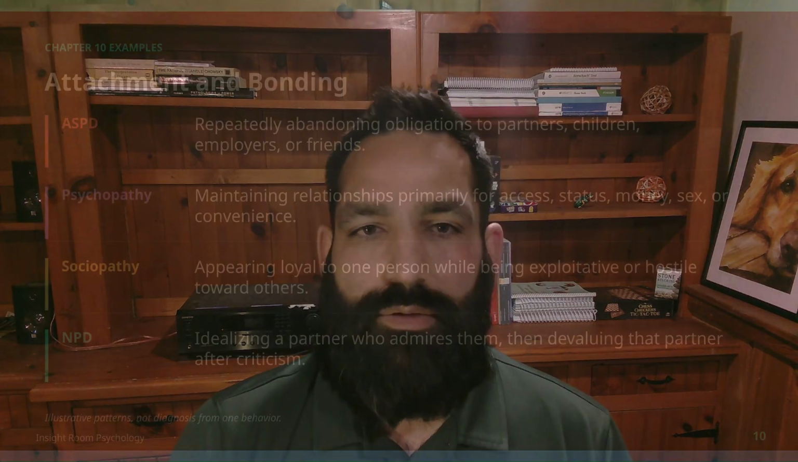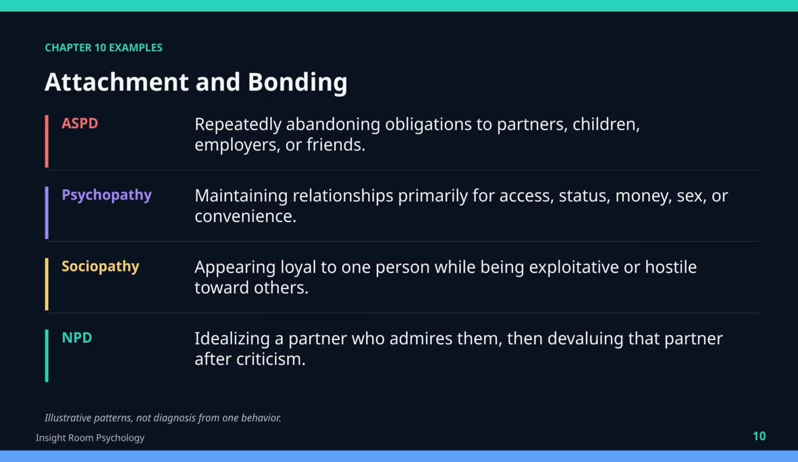desires. With psychopathy, relationships may be more shallow, instrumental, or emotionally detached. For example, a person may maintain relationships primarily for access, status, money, sex, protection, convenience, or social cover. They may understand the role of closeness without experiencing emotional bonding in the typical way. With sociopathy, people often describe someone as capable of bonding with a few people, but harmful, volatile, or exploitative toward others. However, this is not a formal clinical distinction.